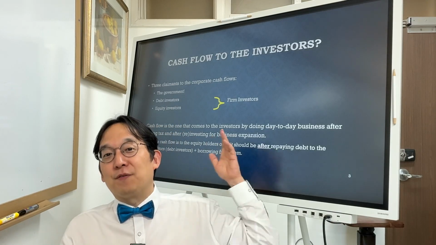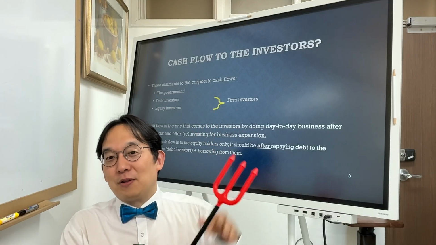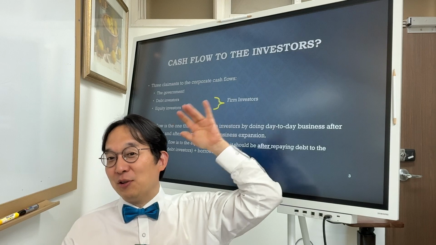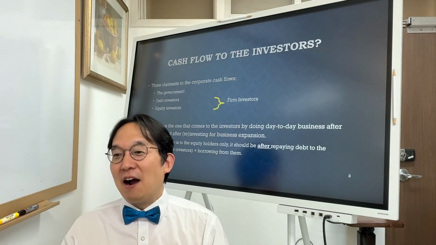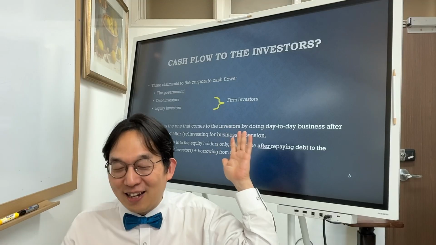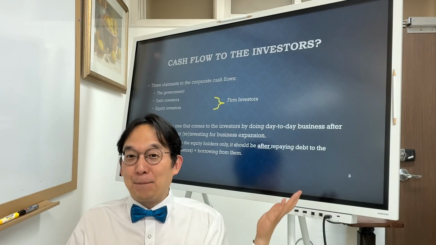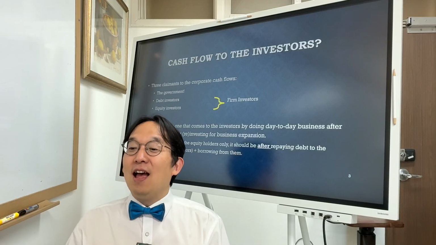So the government is the first claimant of your cash flow. Don't try to evade this, you'll be in a whole lot of trouble. So the first claimant is the government. We often forget it, but we have to remember. Like oxygen, we just forget, but this is a very precious one.